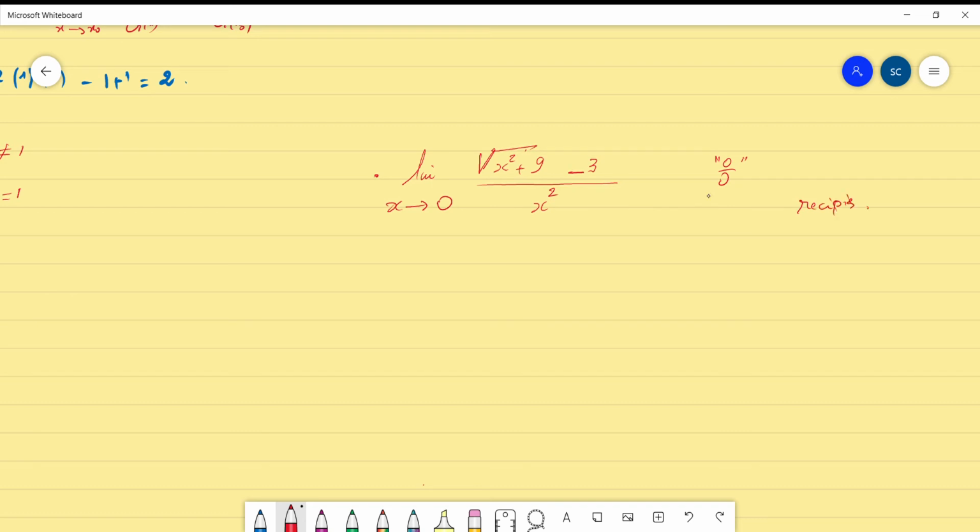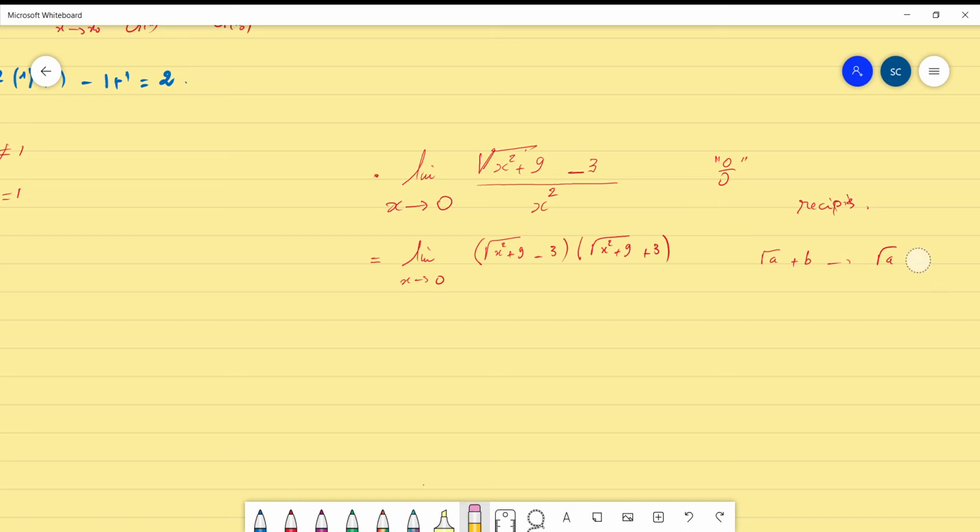Okay, so when we have the square root, usually we think about the conjugate expression. The conjugate expression of square root of a plus b is square root of a minus b. So the idea is to multiply an expression like that with something like that. So I will multiply √(x²+9) − 3 by its conjugate. The conjugate will be √(x²+9) + 3.